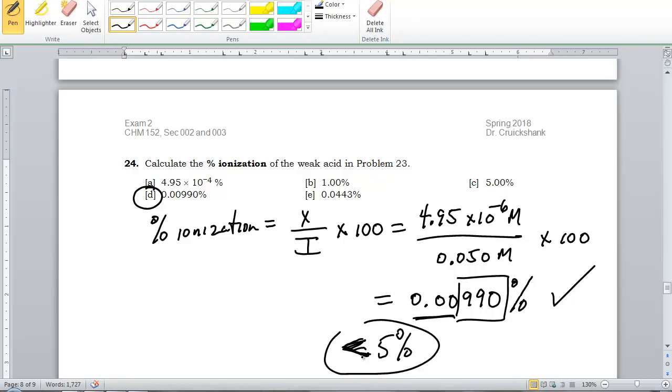Again, this is an approximation, so our answer might be slightly off, but if X is indeed small, our answer will be very close. In this case, X is really small. So even if we solved a quadratic, I bet you our answer would be almost identical to what we ended up with. All right. That gets us through the exam.